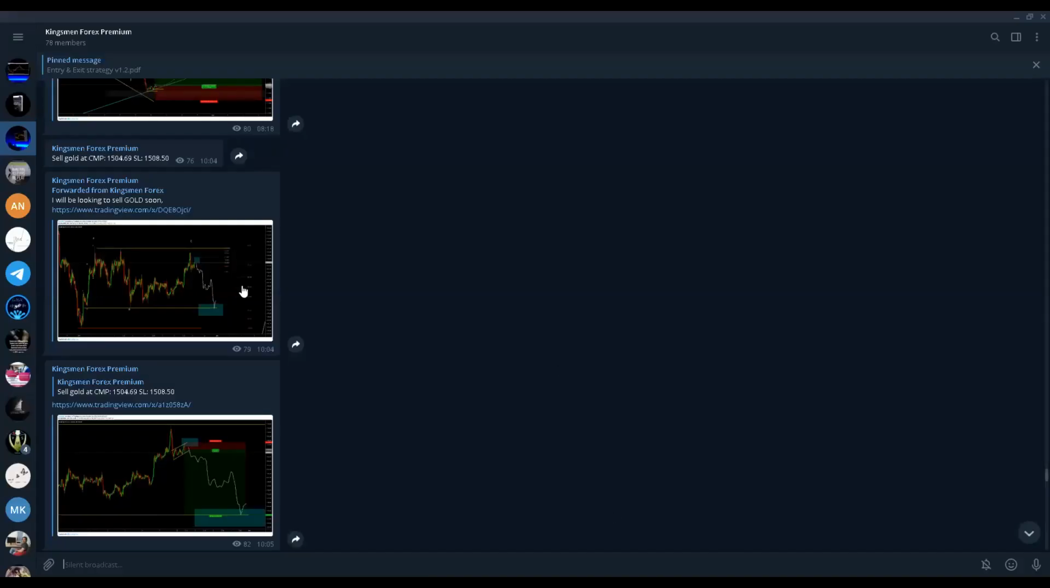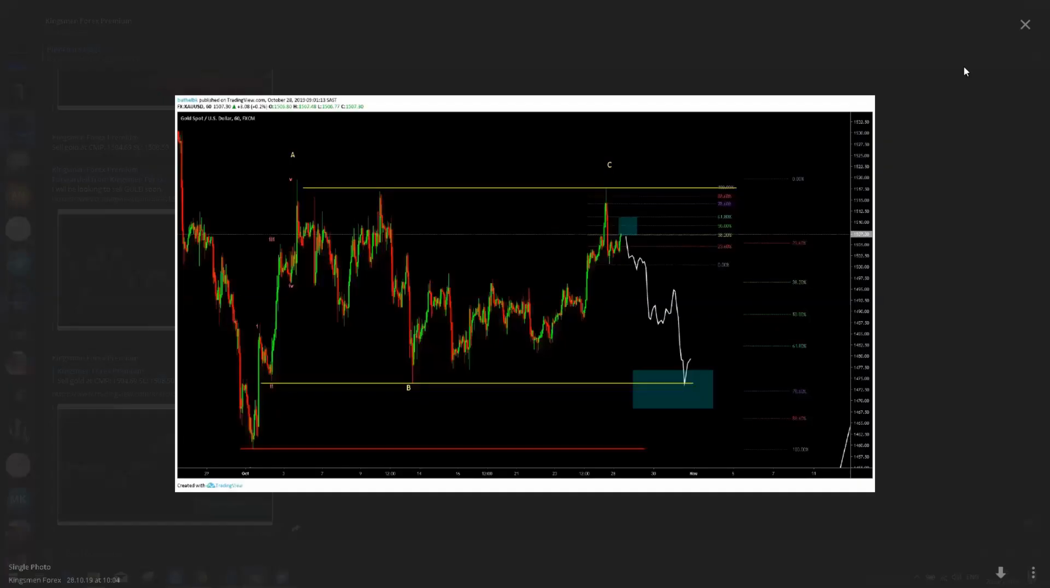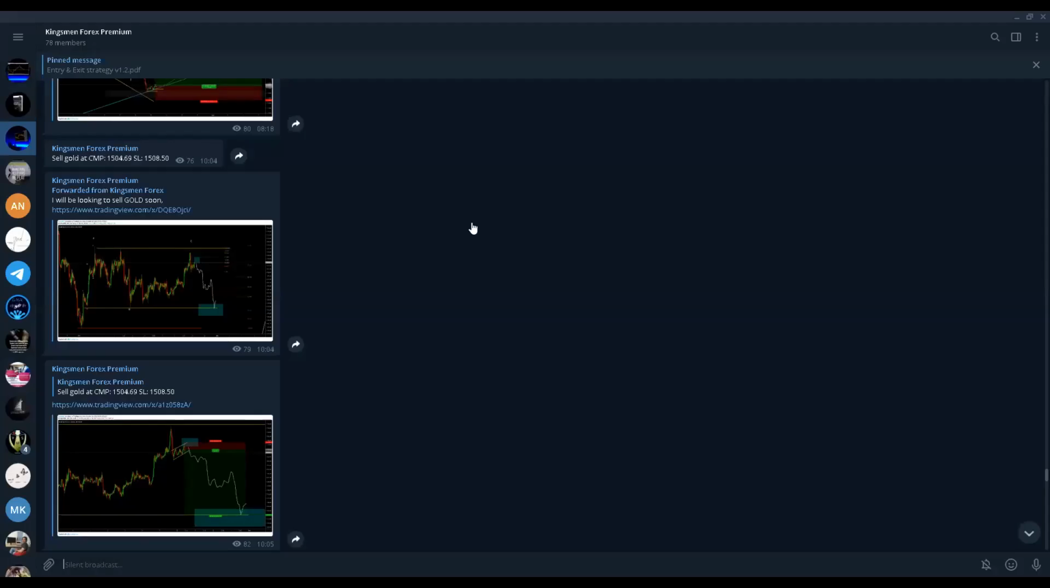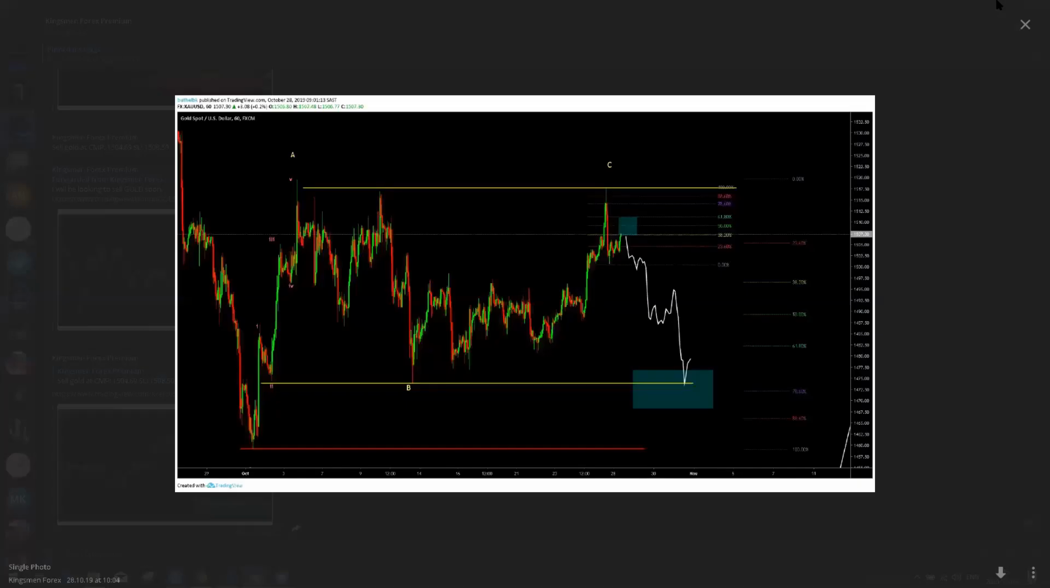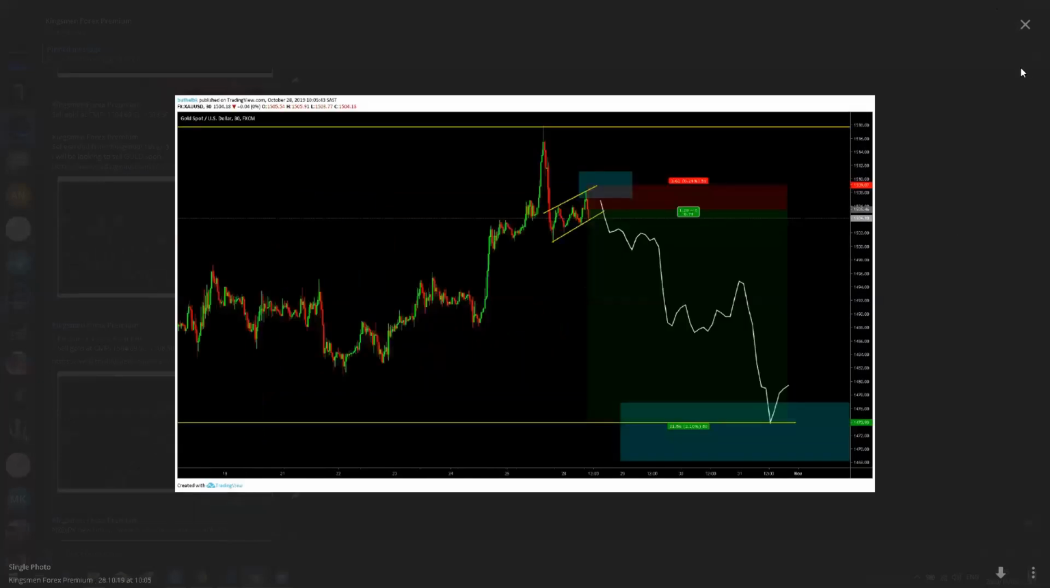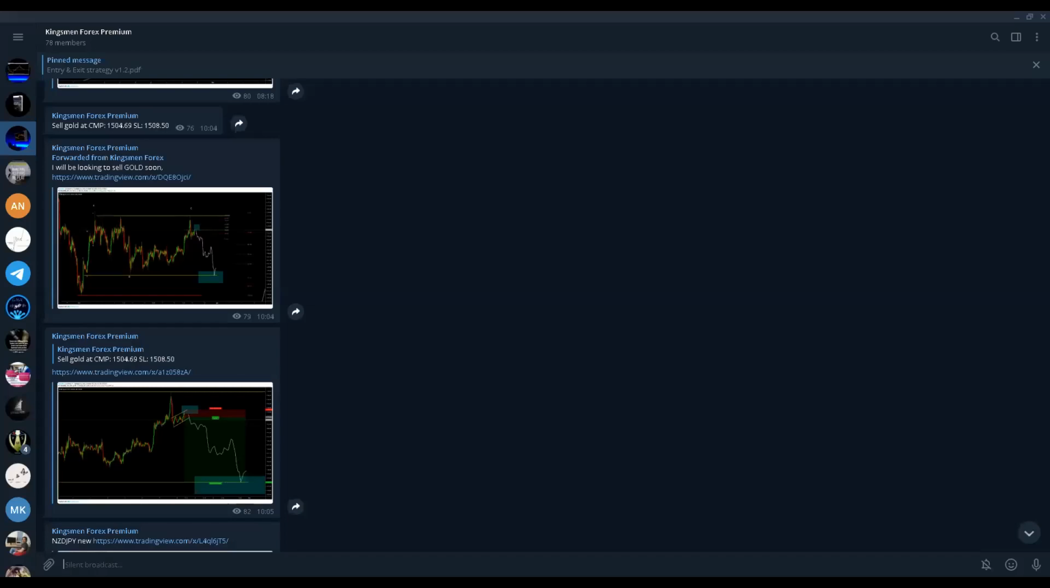The next trade we took was on gold. As you can see, we got this sniper entry. Let's go to the charts quickly and see how we got this entry. So this is what our trading plan looked like. Let's see on the live chart.